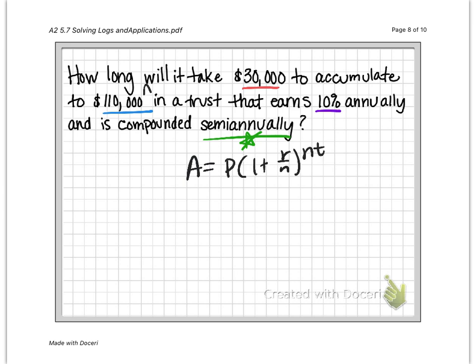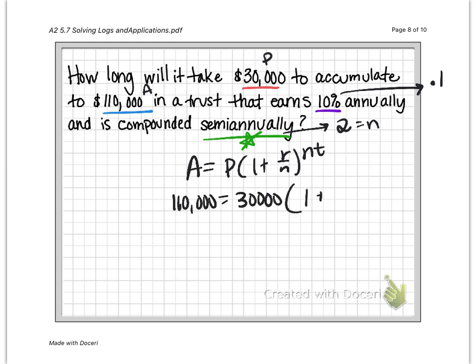All right, our A value is this, what it's going to get to. P value is 30,000. Our rate will be 10%, which we changed to a decimal, which is 0.1. And semi-annually means twice a year. So our n equals 2. Let's plug all that in. So we get 110,000 equals 30,000 times 1 plus 0.1 over 2 to the 2t.